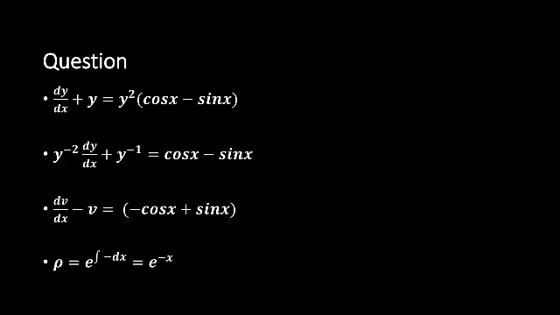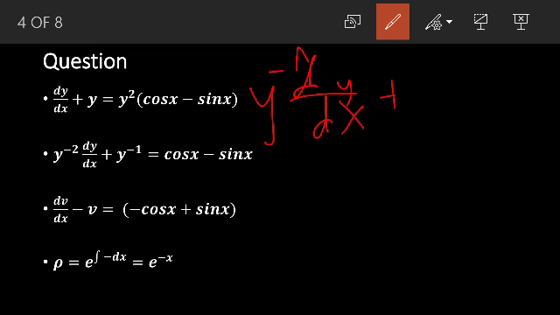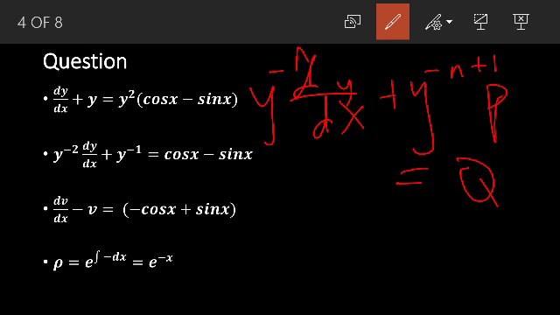Now let us quickly look at a question here. We have dy/dx + y = y^2 (cos x - sin x). This is not looking like a Bernoulli equation. Remember, the Bernoulli equation must be such that y^(-n) dy/dx + y^(-n+1) p = q. So we have to do something about this.